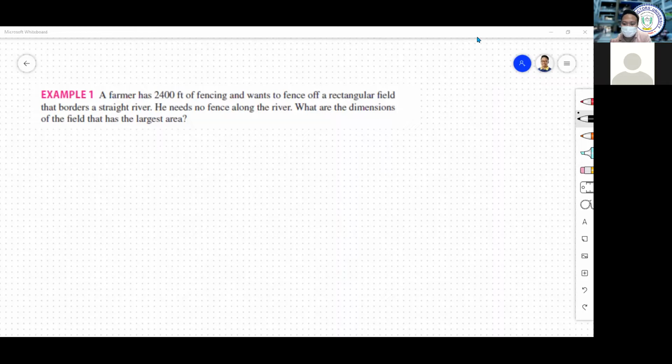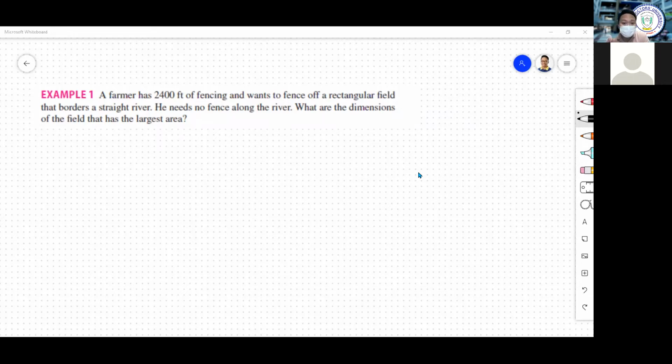Let me check our chat box. So, which element of the rectangular field are we going to optimize? Is it the length or is it the area? Your clue, guys, is technically the last part of the problem. The area. So that gives us an idea that the mathematical model, the optimization or the derivative, is coming from the area, not from how long the side of the river is.